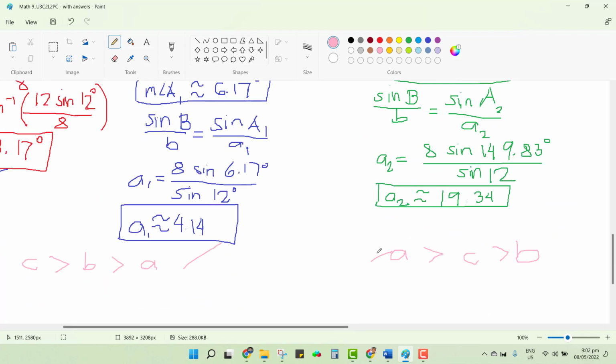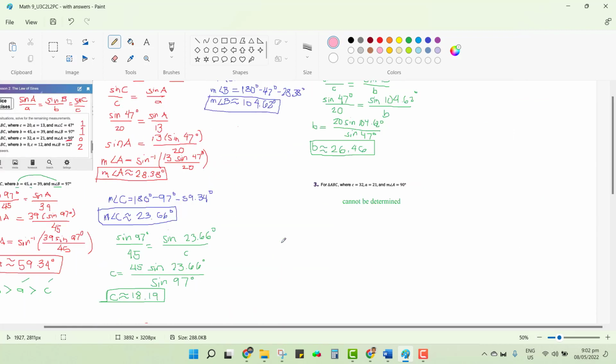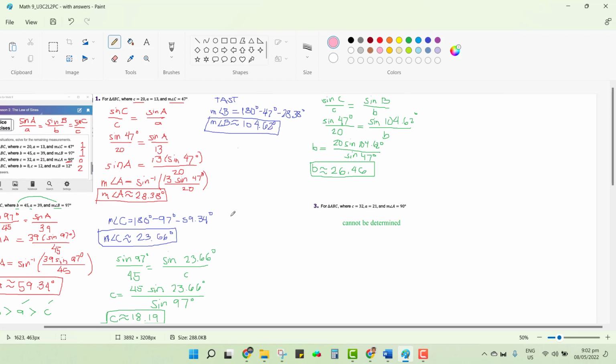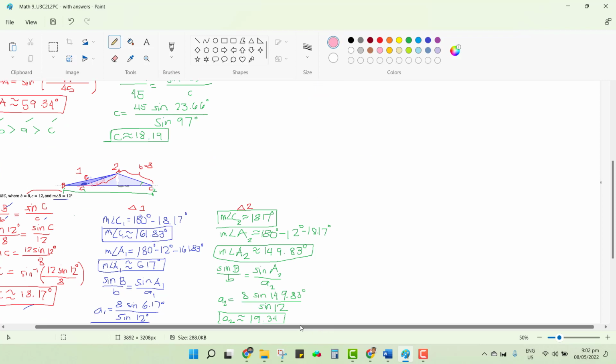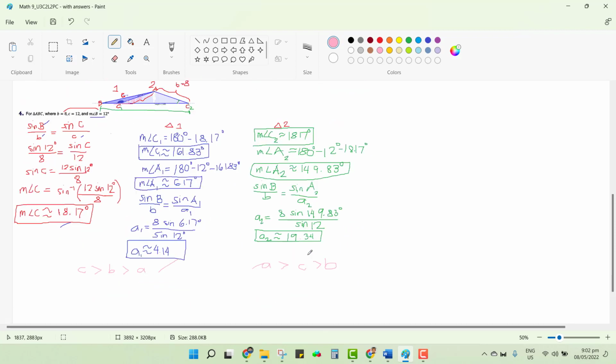So this is how we solve SSA ambiguous cases. We're just lucky that numbers 1 and 2 have only one triangle, so it's very clear. Number 3 cannot be determined. But in number 4, since we have two triangles, we are going to solve both of them, separated with different values coming from the same given measurements.